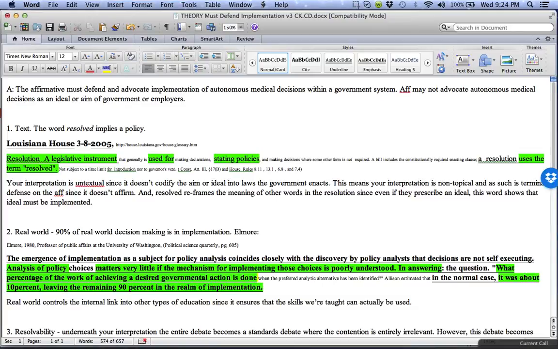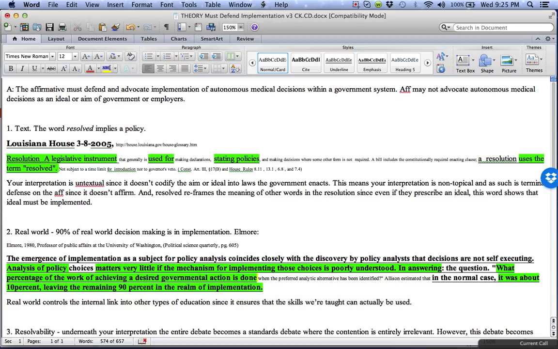We're going to have the implementation versus aims theory debate. The overview to this drill is that a large disagreement between affirmatives and negatives on pretty much every debate topic is whether or not the resolution is talking about the implementation of the resolution, or it's just talking about whether in general it's a good aim or a good goal.